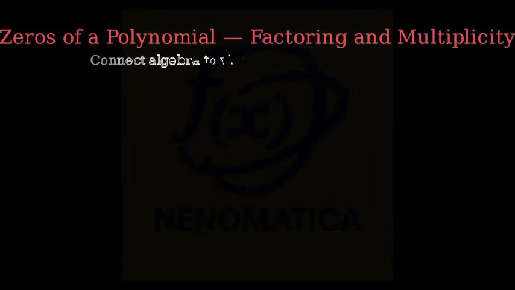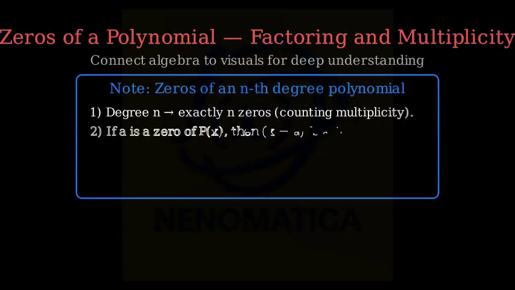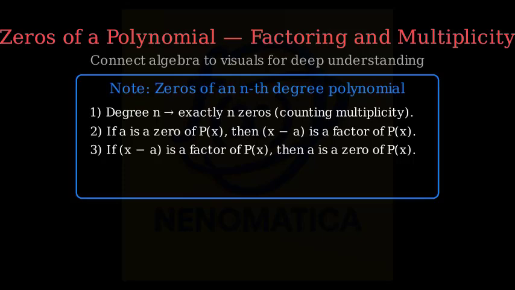In this lesson, we will find all zeros of a fifth-degree polynomial step by step and connect the algebra to a clear visual understanding of multiplicity and x-intercept behavior. Here are 3 essential facts about polynomial zeros that we will use. 1. An nth-degree polynomial has exactly n zeros, counting multiplicity. 2. If a is a zero of the polynomial, then x minus a is a factor. 3. If x minus a is a factor, then a is a zero of the polynomial.